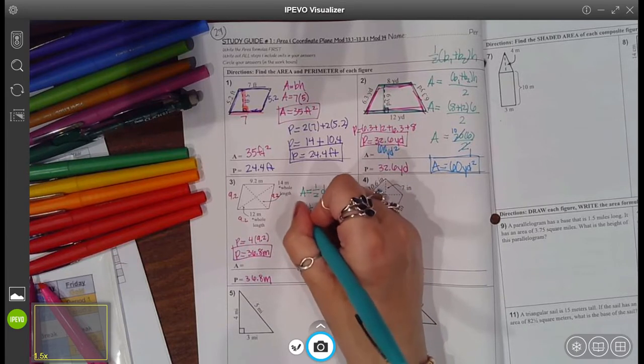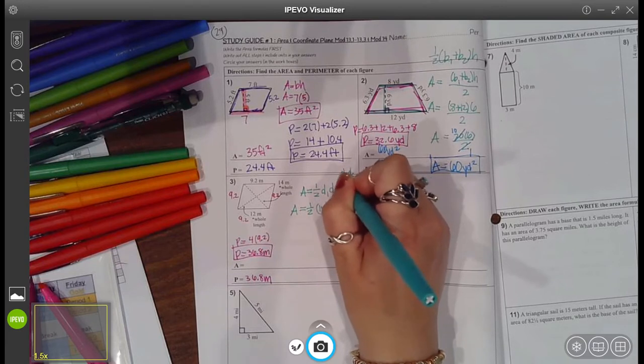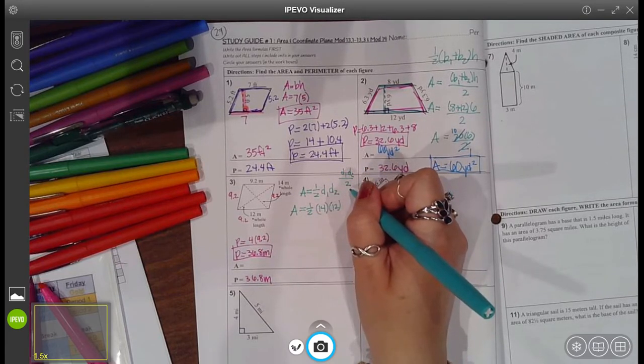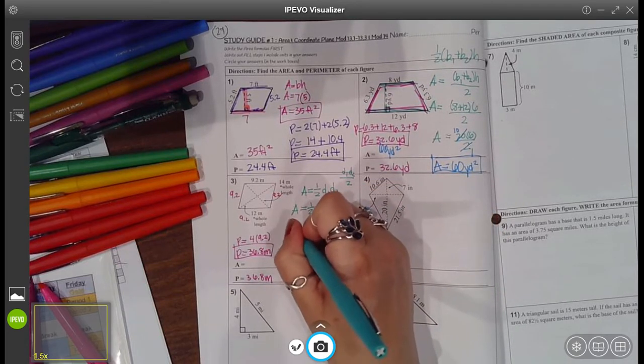And don't forget the 1/2 equals A. Again, you could have done diagonal 1 times diagonal 2 divided by 2, because multiplying by 1/2 is the same thing as dividing by 2. It's just a matter of preference of which formula you use. You'll still get the same answer.